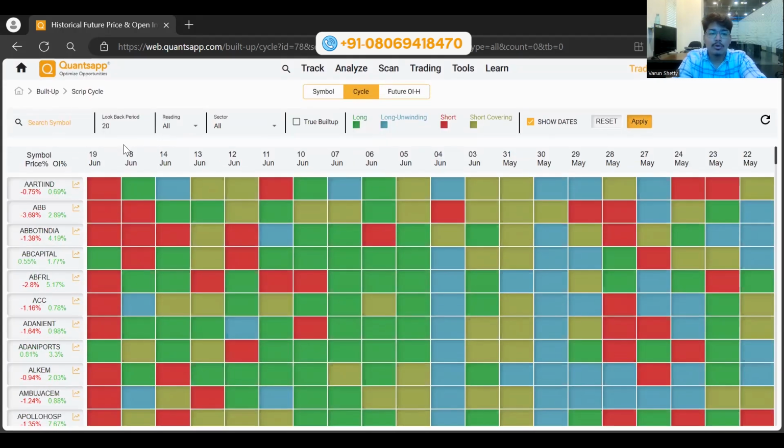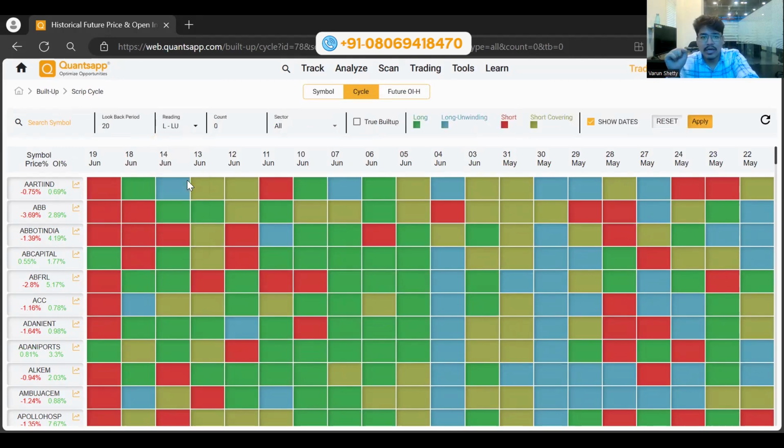But what I like to do is I like to select the look back period. So look back period, I'll set it as default. So default is 20 days look back period, so the last 20 trading sessions. Okay. For reading, I'll set it as long and long unwinding or short and short covering. If you just scroll here, you'll find L-LU or S-SU. So I'll select long and long unwinding.